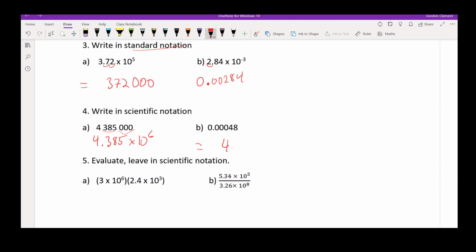For this one, I'm going to put the decimal in between the 4 and the 8. We always want 1 in front. So now, if the decimal's there, it's got to be moved 1, 2, 3, 4 times. So times 10, and since I'm going to the left, -4 for that one.